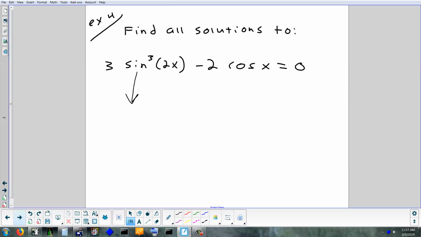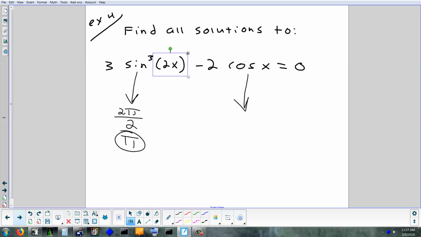Sine to an odd power. What's the formula when you have sine to an odd power? 2 pi over b. What's b in this case? Yeah, this is the first time we've had a number in front of the x. So this is 2 pi over 2. So what's the period of sine cubed 2x? Pi. So we got that one.